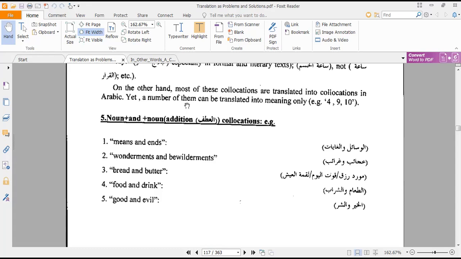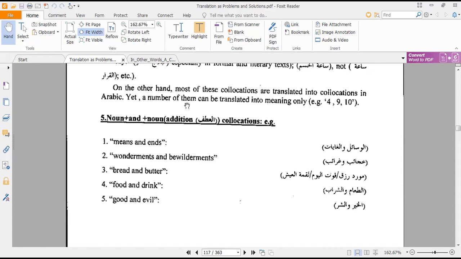Okay, now the fifth strategy, noun plus and plus noun collocations. So two nouns, and in the middle of these two nouns we have and. Look at the first example, means and ends. بقول الوسائل والغايات، هنا اسمين واستخدمت حرف العطف معاهم لربط الجملة. طيب means and ends الوسائل والغايات، أنا ممكن أحكي عنها literal translation strategy because means is الوسائل, ends النهايات أو الغايات. طيب food and drink طعام وشراب معروفة, good and evil خير وشر.